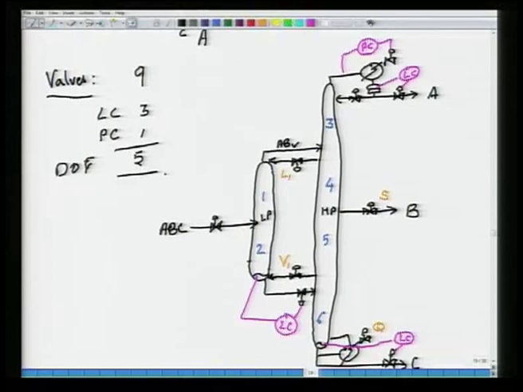And then what? This would be under composition control, essentially ensuring that there is no amount of C in this. This would also be under composition control. And what does this composition? This would be again under composition control. This would also be under composition control.